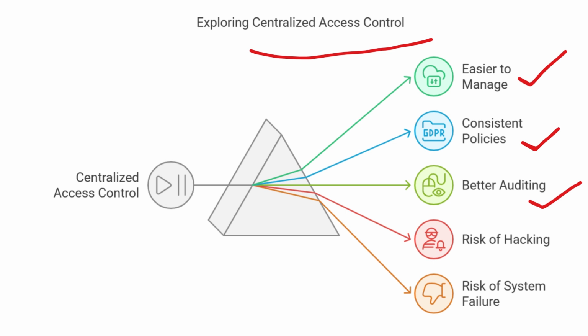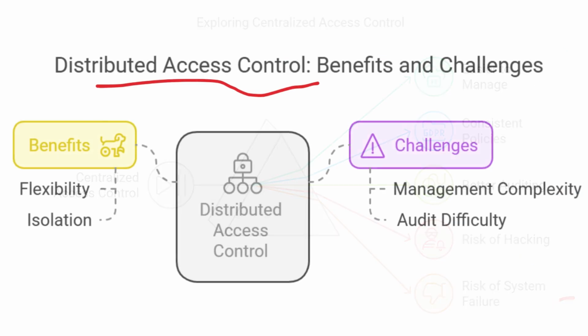But some risks are also associated with it. If the central system is hacked, attackers could gain access to everything. Or a system failure could lock everyone out, causing major disruptions. Think of it like a castle with a single gate: easy to guard, but if someone breaks through, they have access to everything inside. Now, let's flip the script.